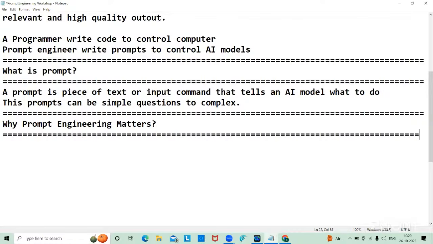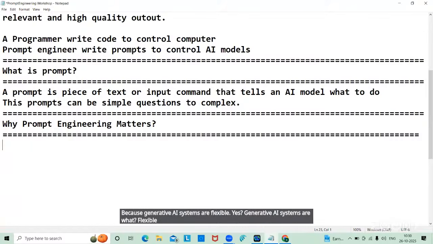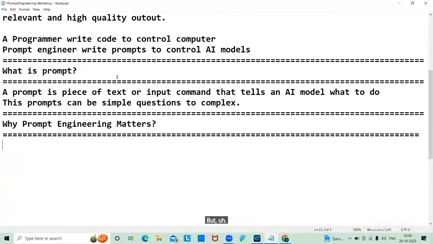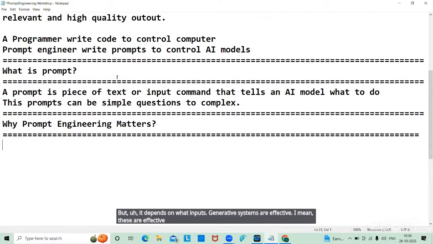We can ask any type of question. So why does prompt engineering matter? Because of high quality output. Yes, very good. Because generative AI systems are flexible, but it depends on the inputs. Generative systems are effective and flexible.